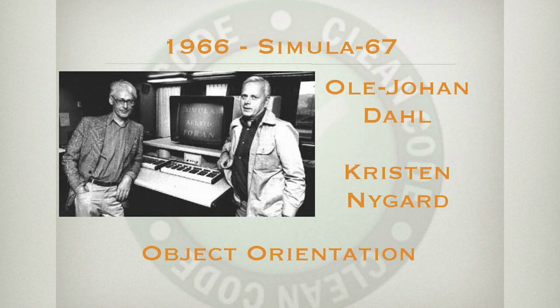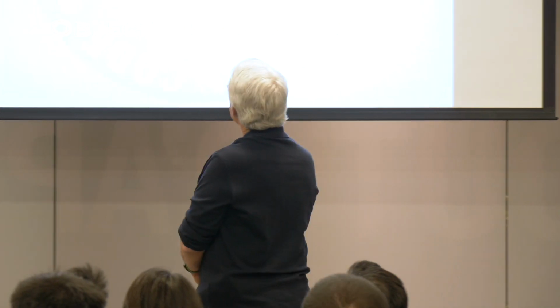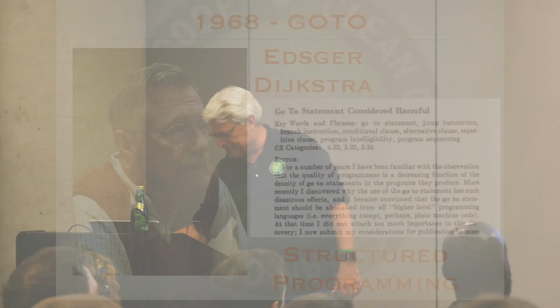This was a fascinating era. In 1966, Ole Johan Dahl and Christian Nygaard, working at the university in Oslo, invented object-oriented design. Object-oriented languages were born in the mid-60s. They built a language called Simula 67, based on Algol. OO got its birth in 66.